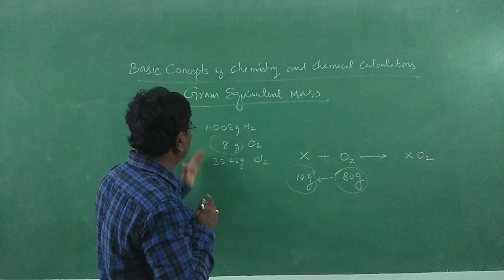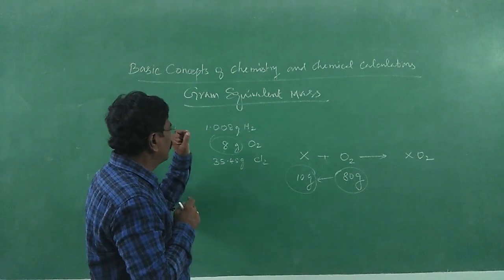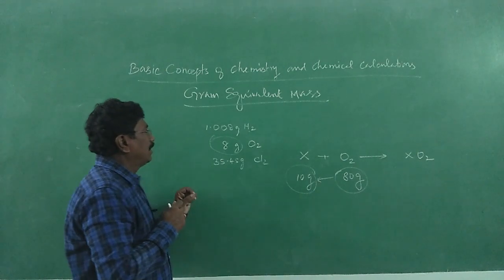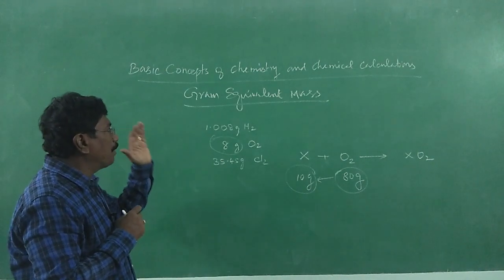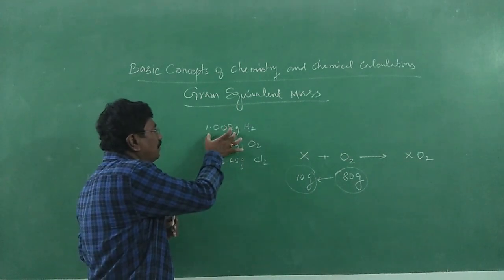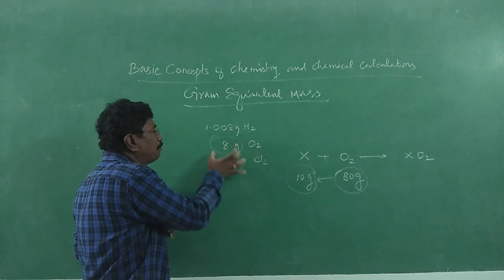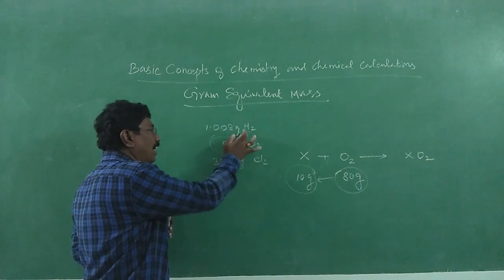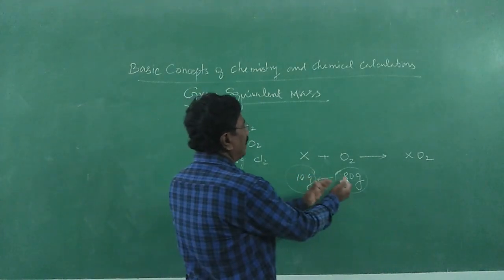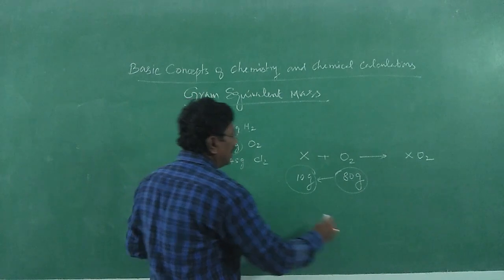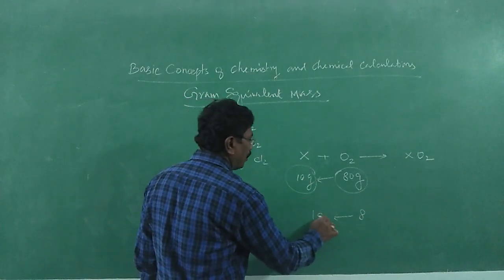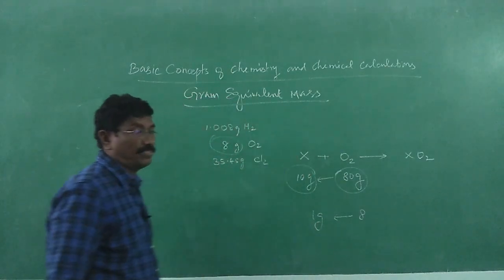As per our definition, the gram equivalent mass is the number of parts by mass, or number of grams, of that substance which combines with or displaces this much gram of hydrogen, oxygen or chlorine. Here X combines with 80 grams. As per our definition, 8 grams of oxygen will combine with how much of X? It is just 1 gram. So 1 gram is said to be the equivalent mass of X.